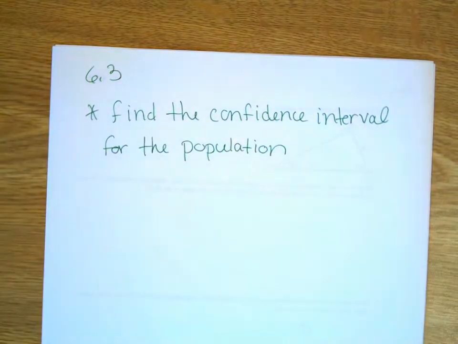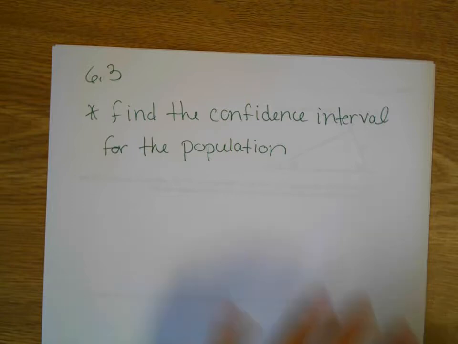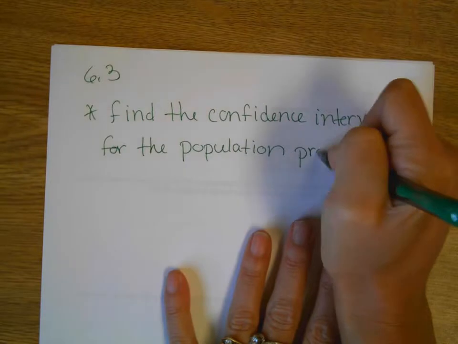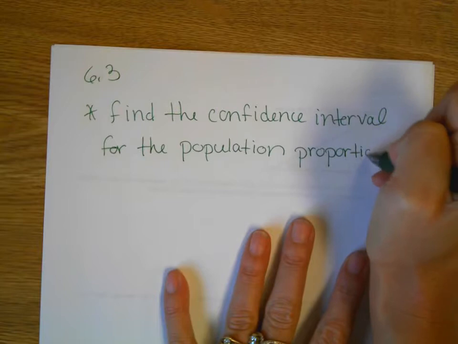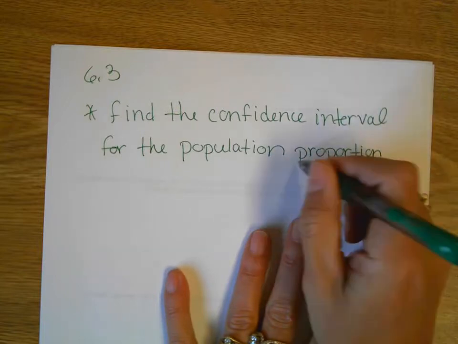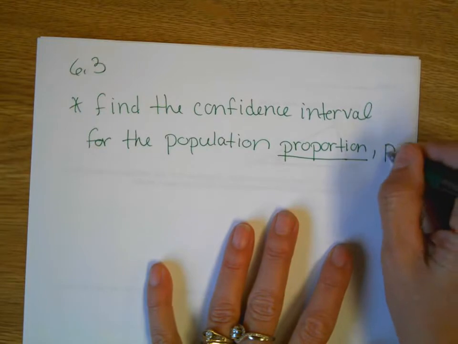Okay, every single one of these sections has started out exactly the same. Find the confidence interval for the population. In the last two sections, it said population mean, large sample. Population mean, small sample. Now we're going to find the confidence interval for the population proportion. Proportion is just a percentage. What percentage of the population believes this, does this, so proportion. Okay, the symbol for population proportion is the letter P.